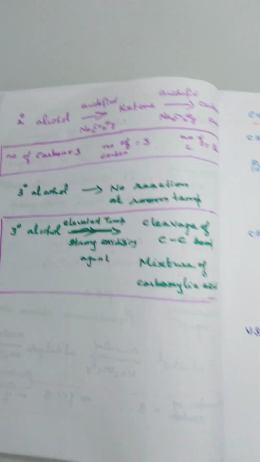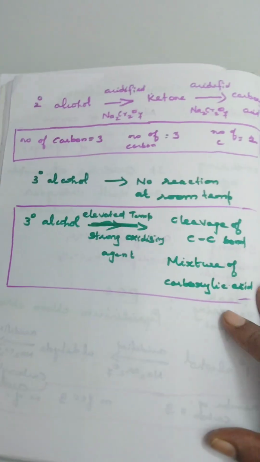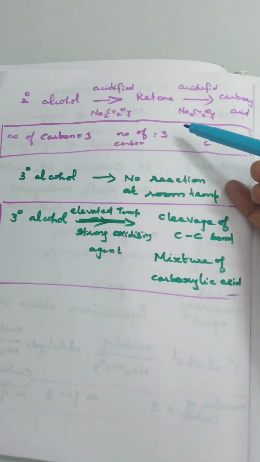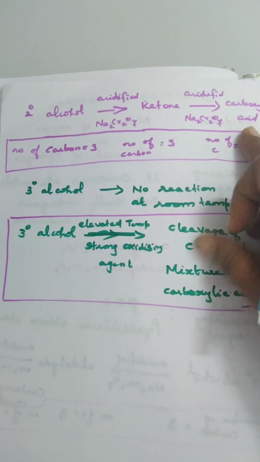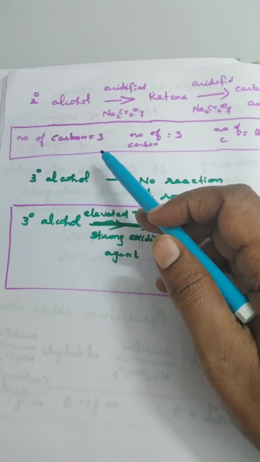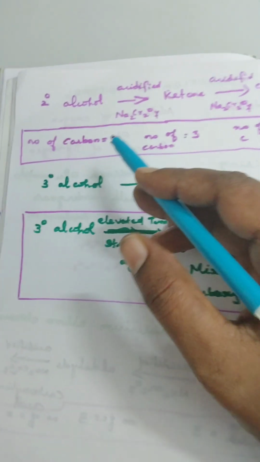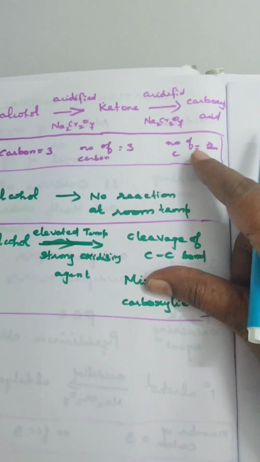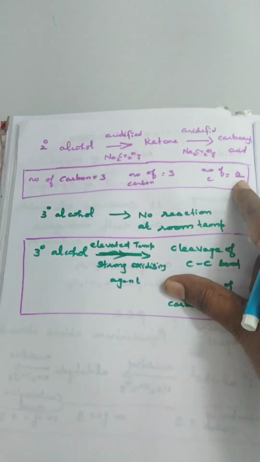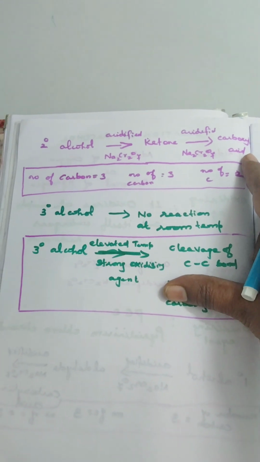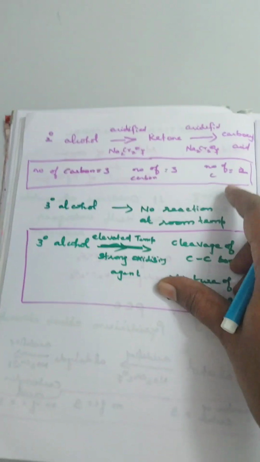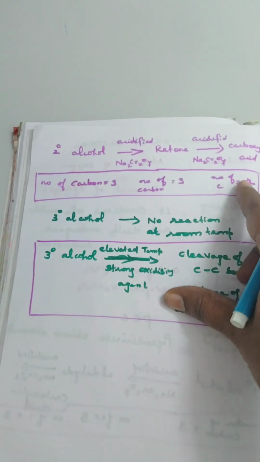Then secondary alcohol. Secondary alcohol, on first step of oxidation by using oxidizing agent Na2Cr2O7, gives ketone. Then further oxidation gives carboxylic acid. Here what you have to remember is the number of carbon atoms does not remain the same. If you start with 3 carbons, in the end the number of carbon atoms is 2. That is a very important thing you have to remember. The number of carbon atoms is reduced by 1 unit in the final product. In ketone it remains the same, but on further oxidation you get carboxylic acid in which the number of carbon atoms is reduced by 1 unit. So this is an important point.